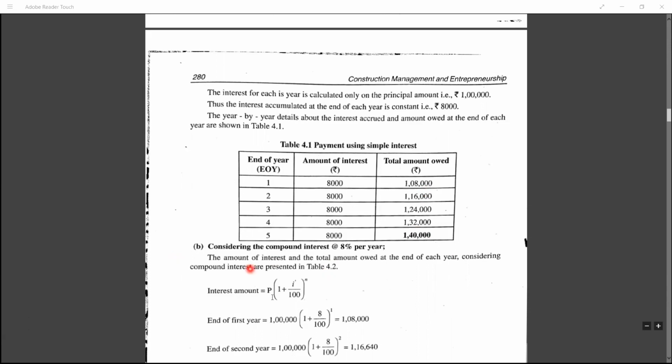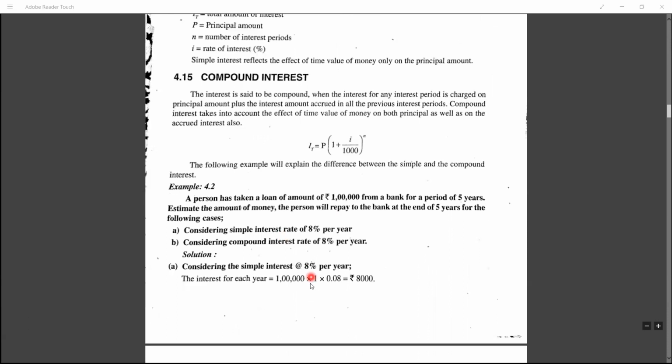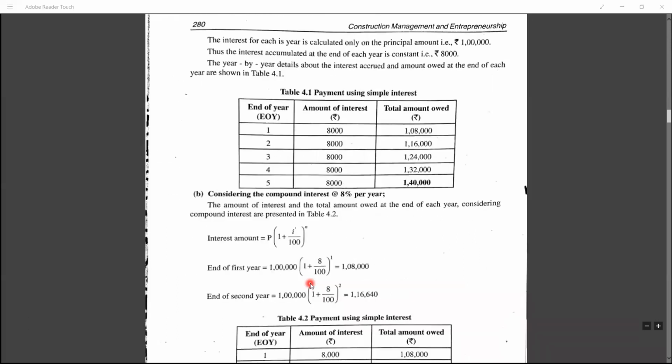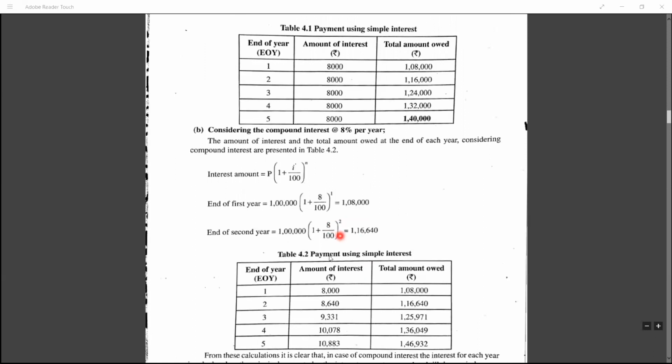See, it is asking now to calculate the simple interest, time value of money, and compound interest. So for compound interest, your formula is already there: principal amount 1 lakh plus the 8% interest. For 1 year you are getting 1 lakh 8,000. For the second year you are getting 1 lakh 16,640, because this is in terms of square, so here it is changing.